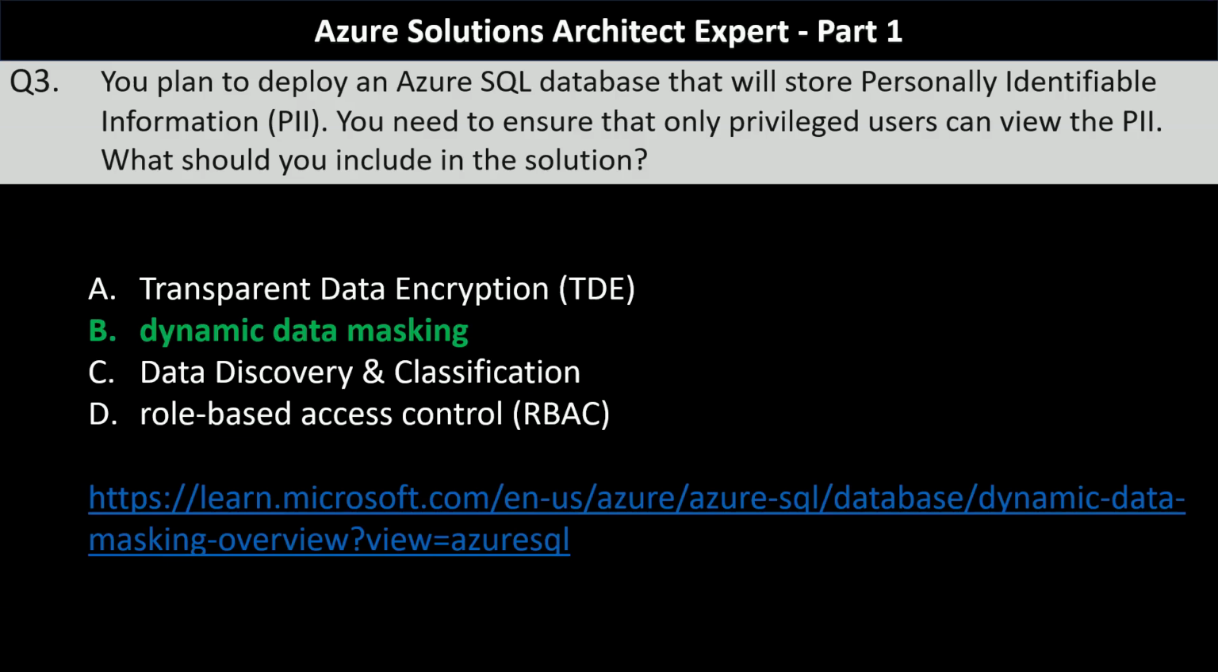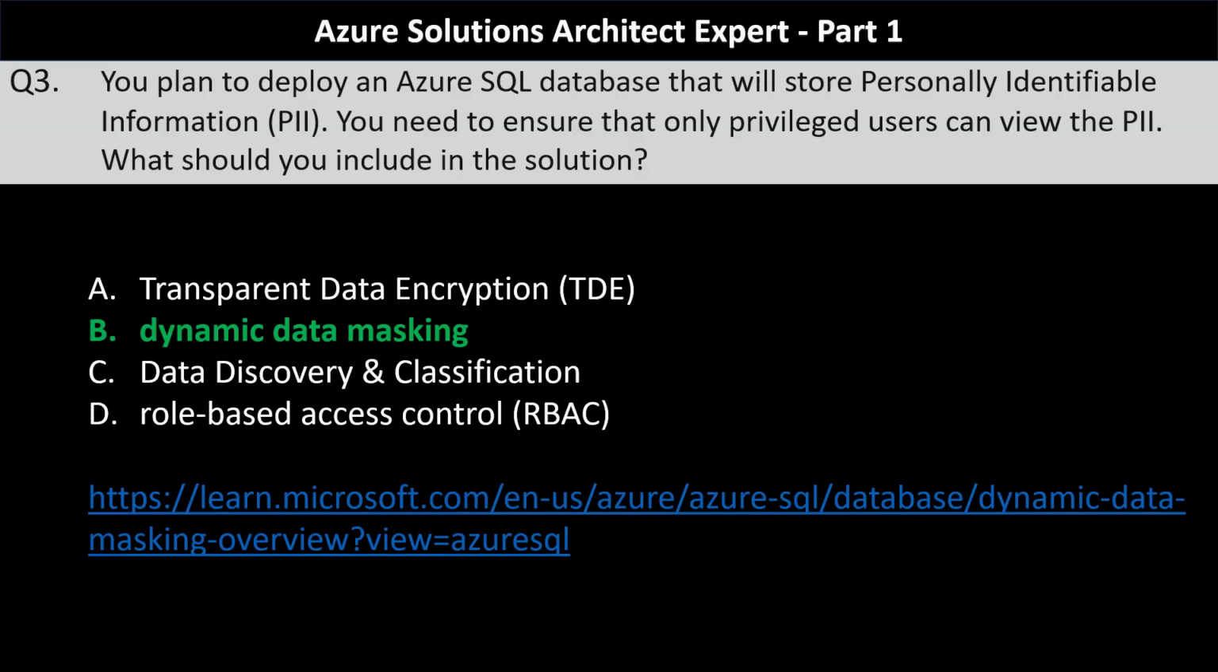Let's now look at why other options are incorrect. Now, option A, TDE encrypts the entire database at rest. It protects against unauthorized access to the physical files and helps secure the database from threats like disk theft. However, TDE does not control who can view the data once they have access to the database through legitimate means.